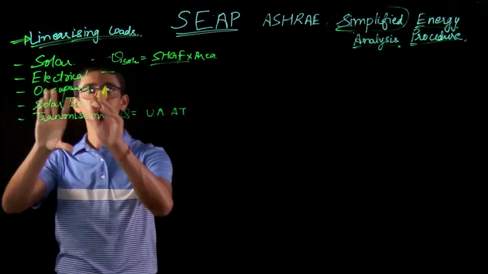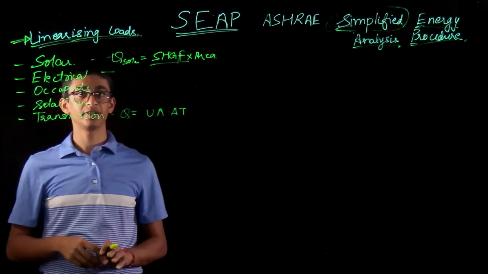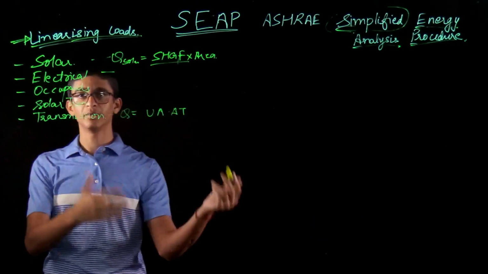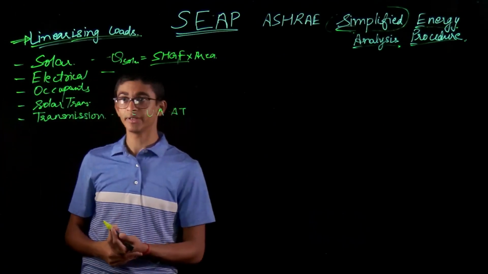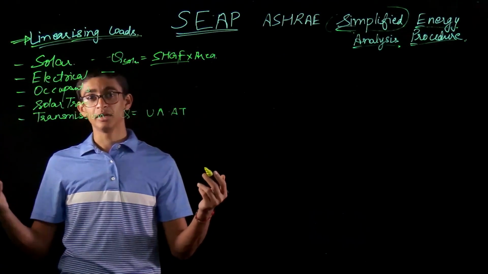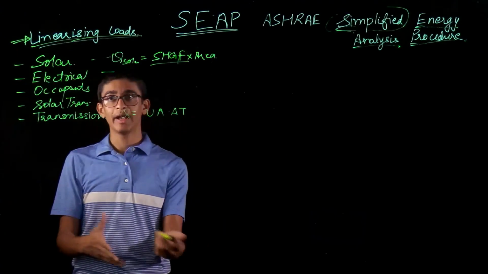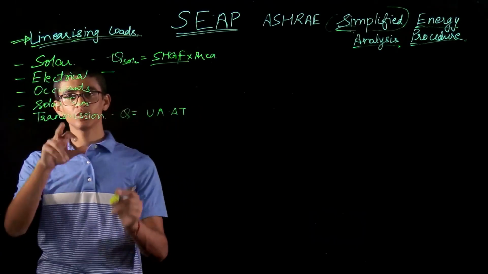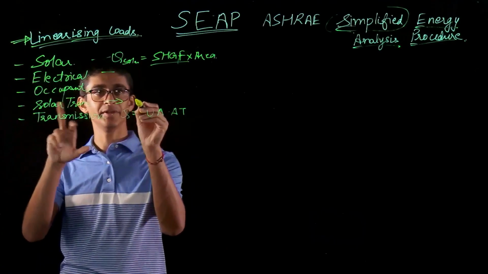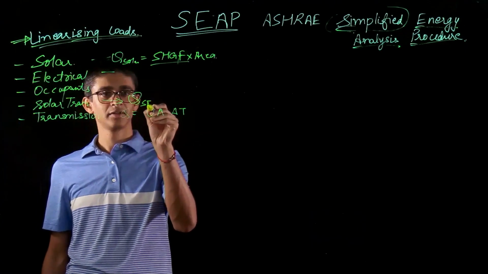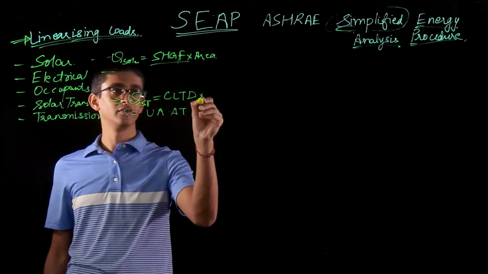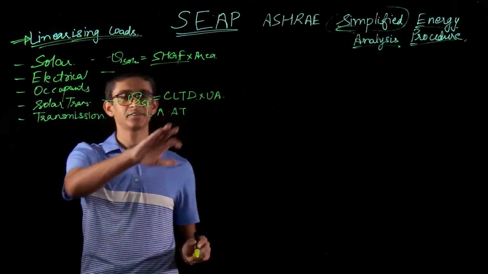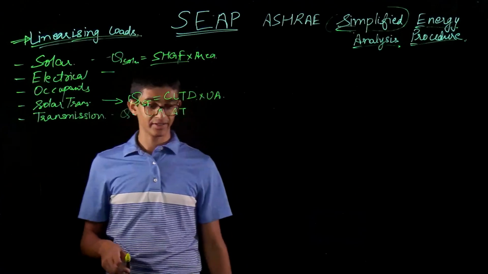For the electrical, we do not have any relation with the temperature. It is directly dependent on the amount of lights used. For occupants also, we have nothing directly dependent on temperature. It is directly the number of people and the activity people are doing. And the solar transmission is still dependent on temperature, so it is CLTD, cooling load temperature difference, into UA value. So it is still indirectly dependent on temperature difference.